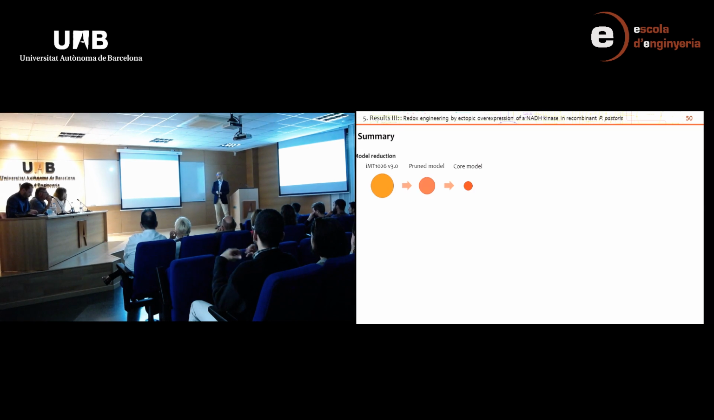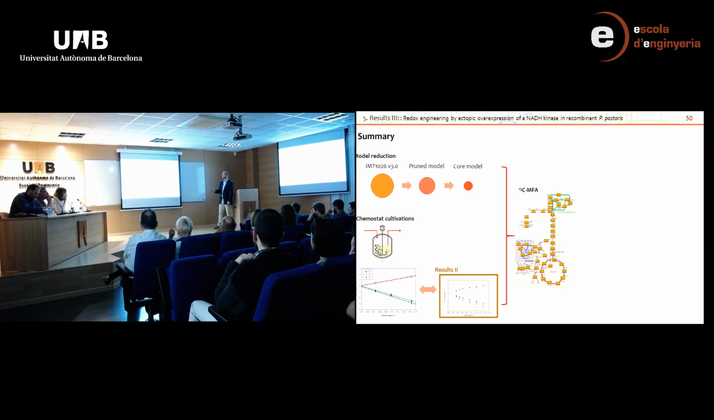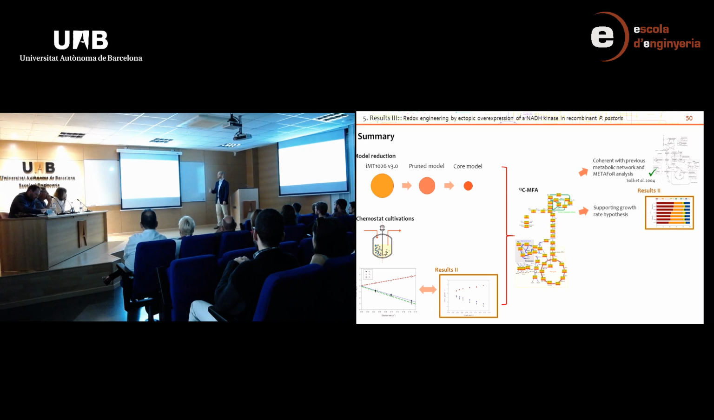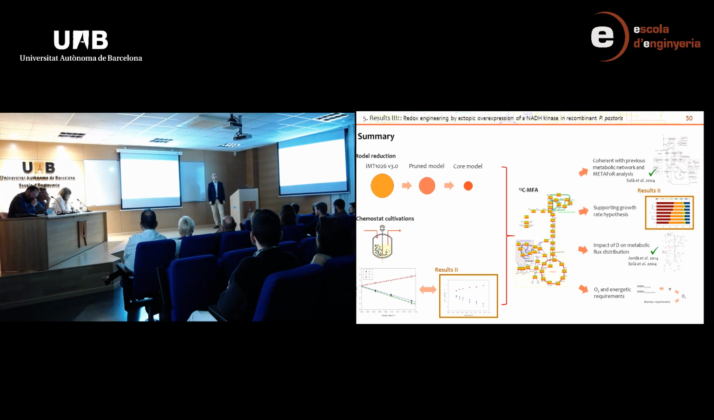As a summary of this chapter, we performed a model reduction, then the chemostat cultivations that are in agreement with the previous results chapter, and then performed the metabolic flux analysis, showing results coherent with previous metabolic flux analysis, supporting the growth rate hypothesis described in the previous chapter, then showing the impact of dilution rate on metabolic flux distribution that is in agreement with previous studies, and finally checking and validating the metabolic flux distribution for redox cofactor balance and energetic requirements.